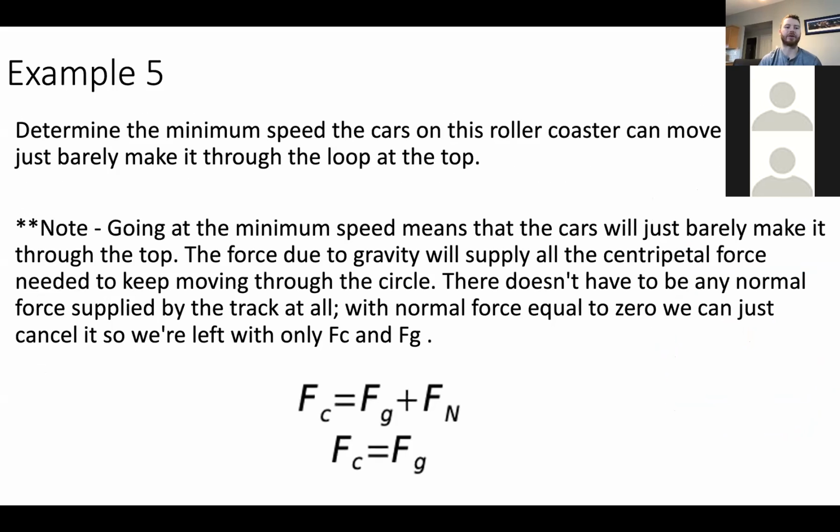So when we get into example 5, this is the minimum speed the cars can move on the roller coaster to make it through the loop at the top. A note for these types of problems is that going at the minimum speed means that the cars will just barely make it through the top. The force due to gravity will supply all of the centripetal force needed to keep the roller coaster cart moving through the circle. There doesn't have to be any normal force supplied by the track at all. So with the normal force equal to 0, we can just cancel it. So we're left with centripetal force equal to the force of gravity. That's going to make our lives a lot easier.